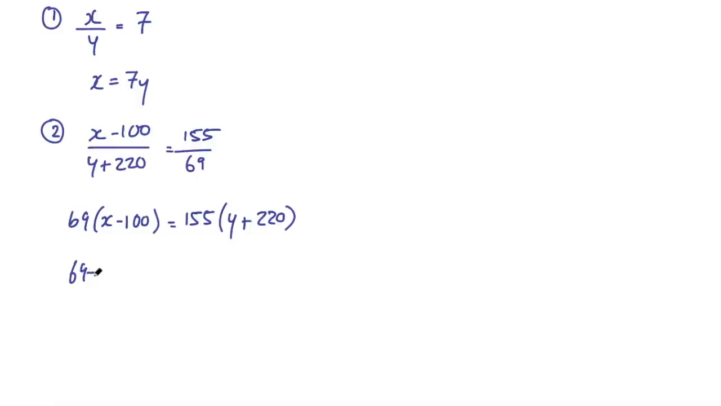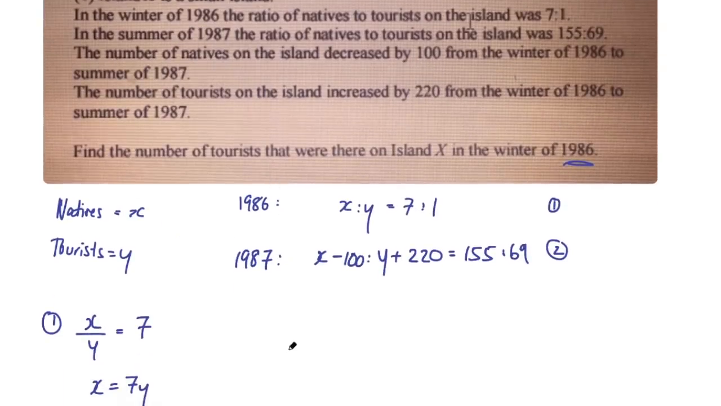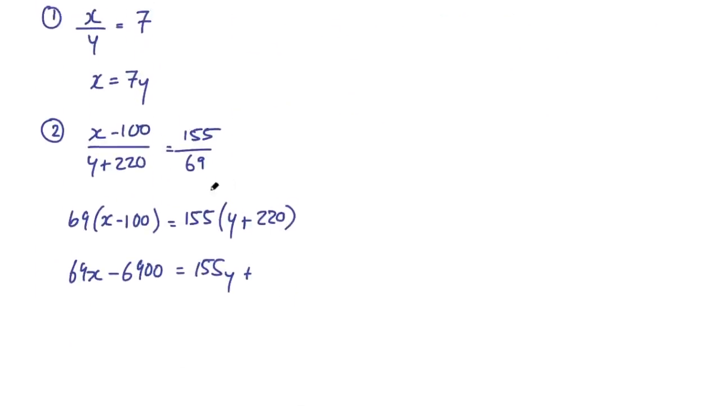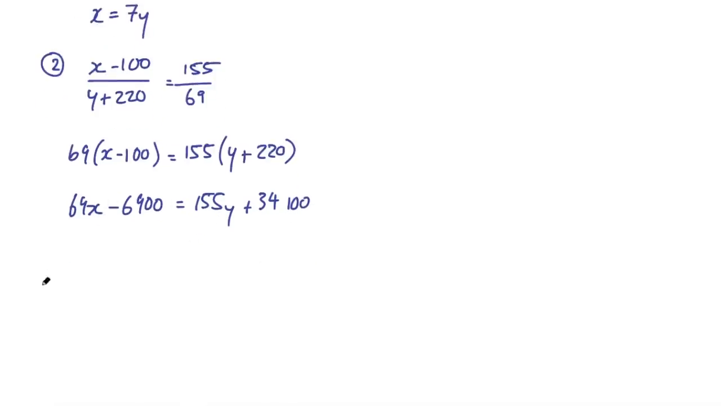And then 69X minus 6,900 equals 155Y plus 155 times 220. Not sure if this is a calculator or non-calculator, but let's just assume it's a calculator question. If you put 155 times 220 into your calculator, you get 34,100. And then let's simplify this a little bit. So we get 69X minus 155Y equals 34,100 plus 6,900.